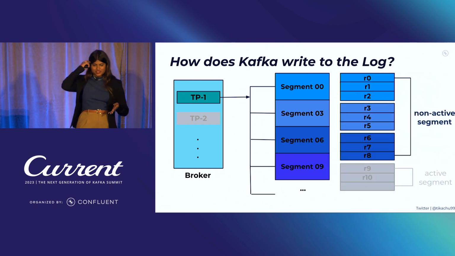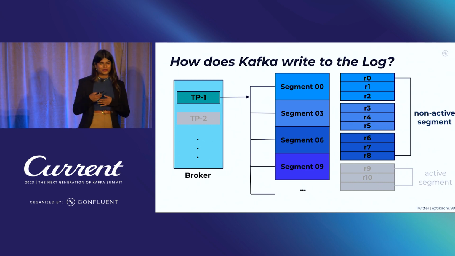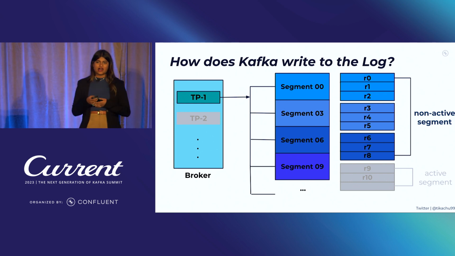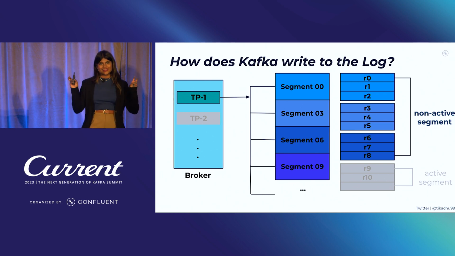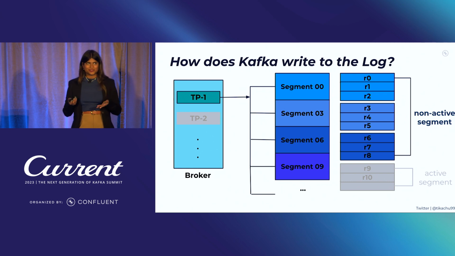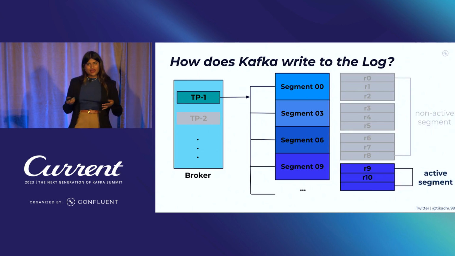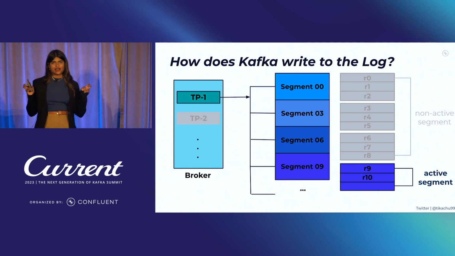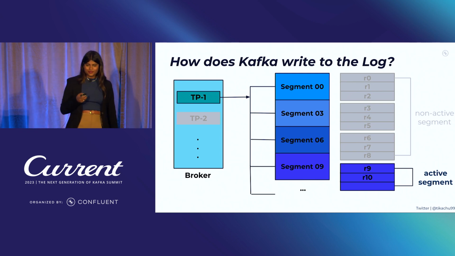Suppose that segments 0 through 6 are already filled. All the record slots have already been taken up, and there's no more space to write to those segments. Then we refer to them as non-active segments because there's no space to write to them anymore. Conversely, segment 9 has 1 remaining open slot, so we refer to it as the active segment, the segment that we're still actively writing to.